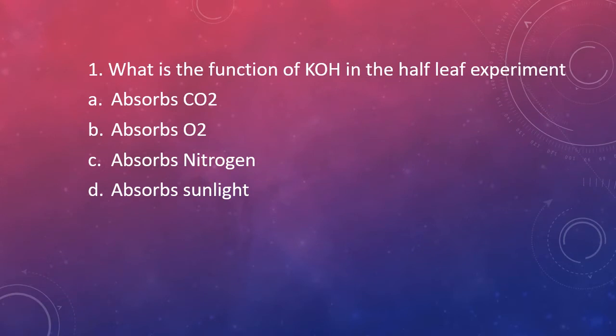Question number 1. What is the function of KOH, that is potassium hydroxide, in the half-leaf experiment? Option A, absorbs carbon dioxide. Option B, absorbs oxygen. Option C, absorbs nitrogen. Or option D, absorbs sunlight. What is the function of potassium hydroxide in the half-leaf experiment?